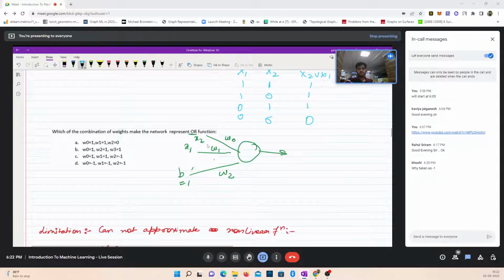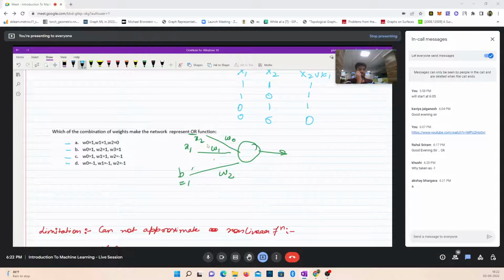So how do you learn the weights? You can try and tell me the answer in the chat box. You can attempt this question. Akshay says it's A. I have to see what it is. So others can also try. I'll also think what it is.